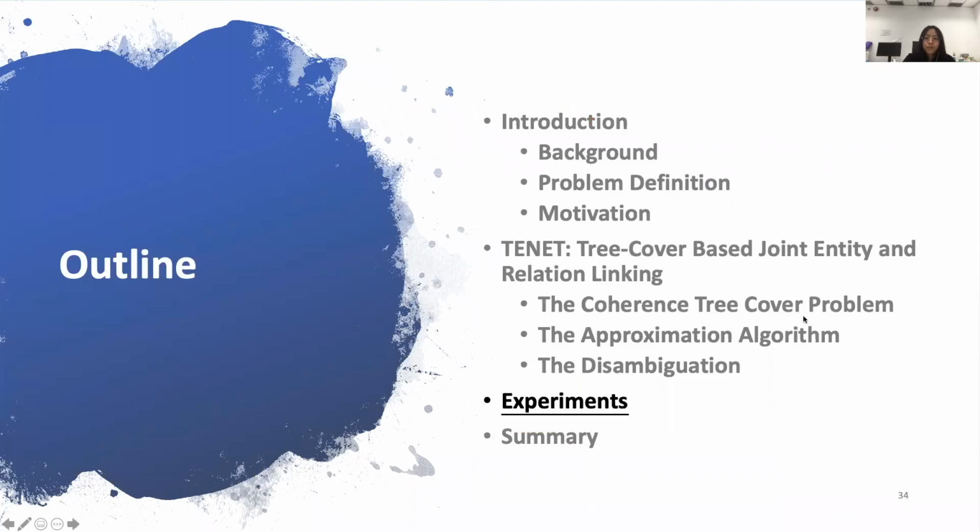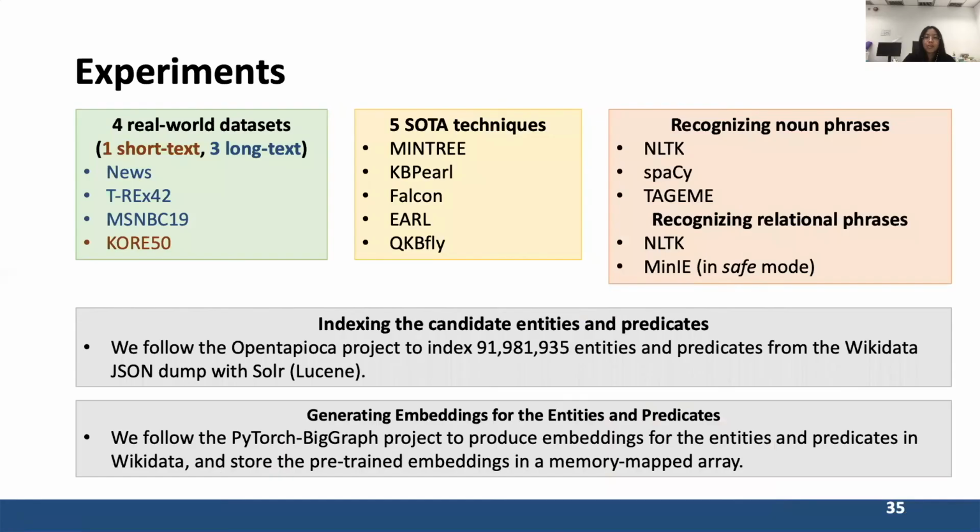We then briefly present our experimental results. We conduct the experiment on 4 real-world datasets with comparisons to 5 SOTA techniques. We employ different NLP tools to recognize the noun phrases and relational phrases in the given documents. Moreover, to construct the knowledge coherence graph, we index over 91 million entities and predicates in Wikidata as candidates and generate the corresponding embeddings for them.